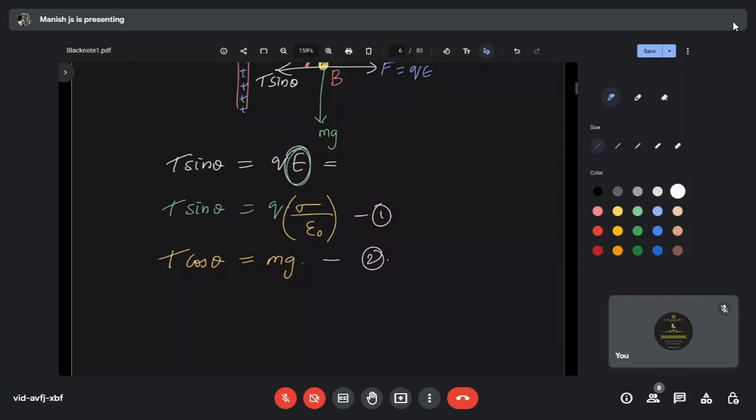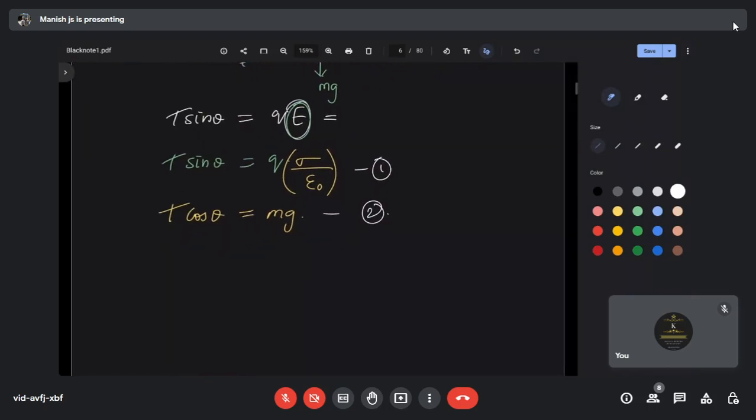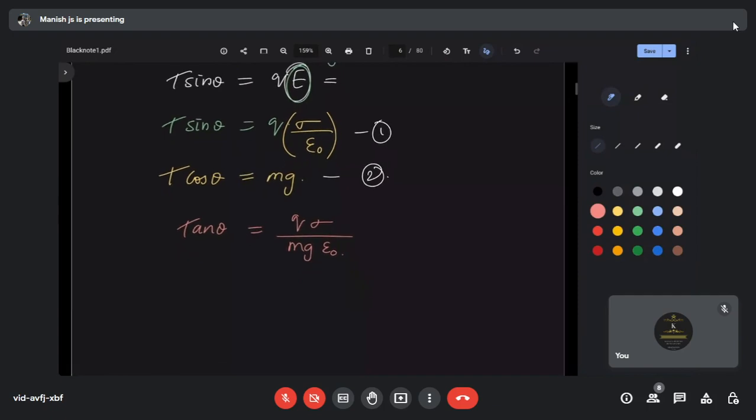So how can we eliminate T? Just divide equation 1 by equation 2. If you divide both, T gets cancelled, and sin by cos becomes tan. So tan theta is equal to Q sigma by epsilon naught, whole divided by mg. Taking the reciprocal, you get Q times sigma by mg into epsilon naught. Okay, this is what you get.